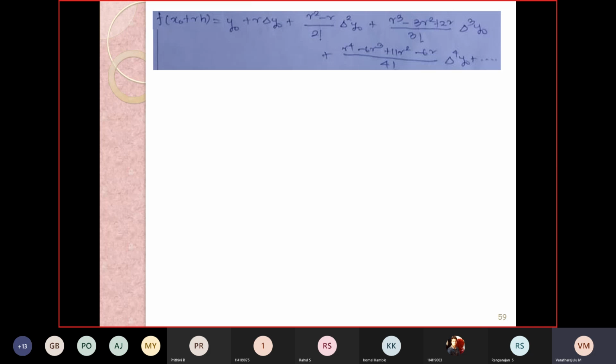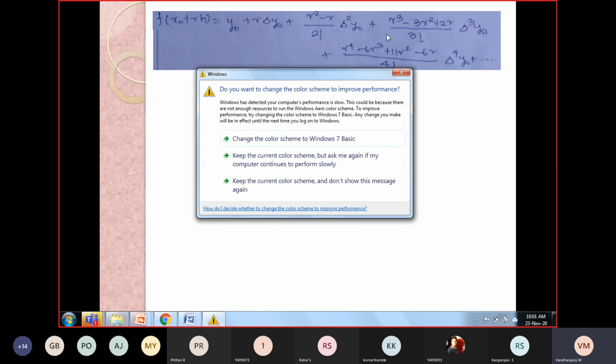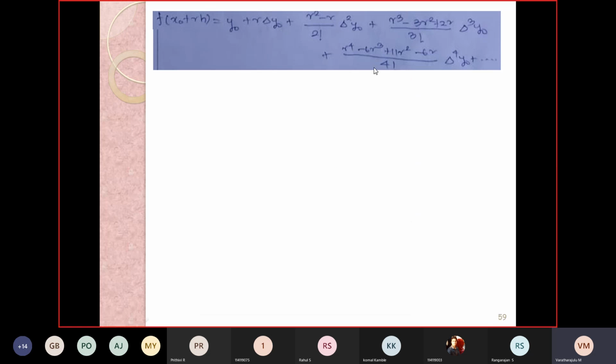I am applying those calculated coefficients here, and f of x naught plus rh is equal to y naught plus r into delta y naught plus (r square minus r) divided by 2 factorial into the second difference of y naught plus (r cube minus 3r square plus 2r) divided by 3 factorial into the third difference of y naught plus (r power 4 minus 6r cube plus 11r square minus 6r) divided by 4 factorial into the fourth difference. See here, this is the forward interpolation formula used in order to find the derivatives, and similarly for the backward interpolation, it doesn't have any negative symbol, all are positive.